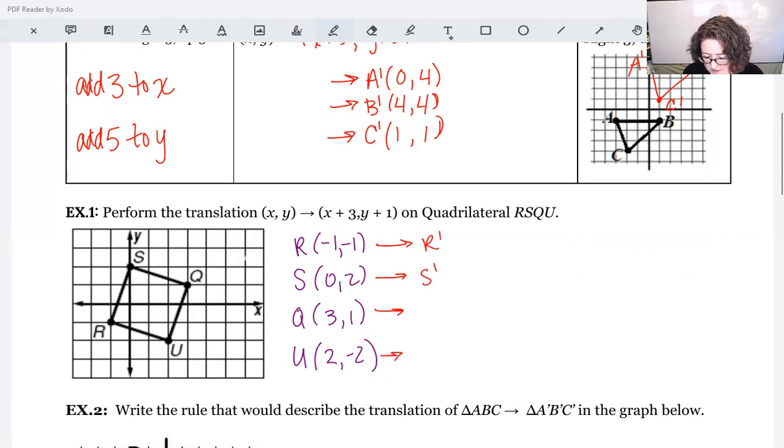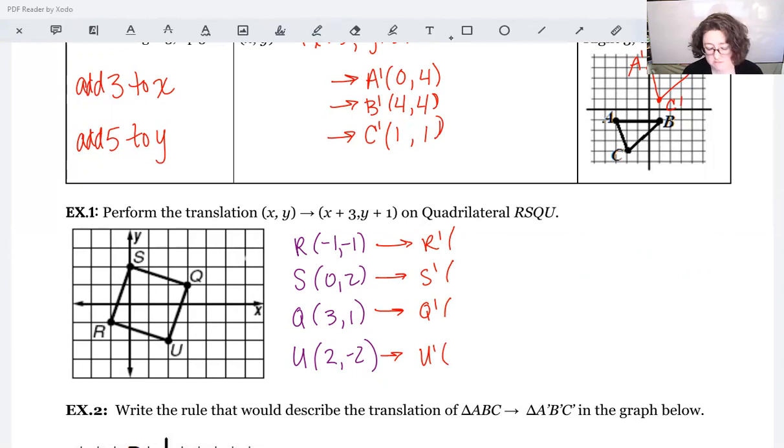So for R prime, S prime, Q prime, and U prime, first thing is let's do our X's. So all of our X's, we have to add 3. Okay, so -1 plus 3 gives me 2. 0 plus 3 gives me 3. 3 plus 3 gives me 6. And 2 plus 3 gives me 5. Alrighty, then Y coordinates, we just have to add 1. So on our R prime, that gives us a 2. S, 2 plus 1 is 3. Q, 1 plus 1 is 2. And then U, -2 plus 1, -1.